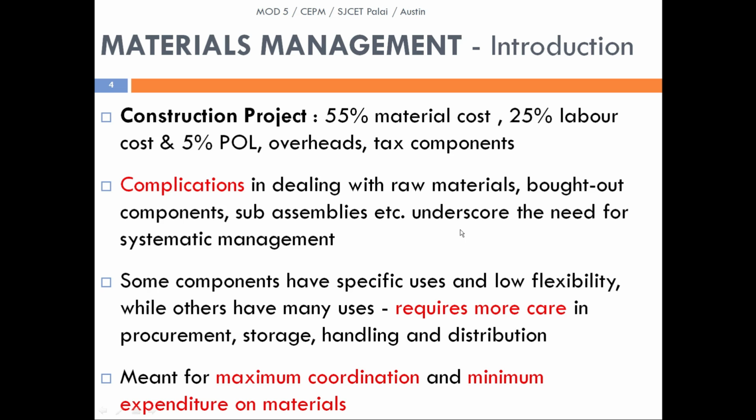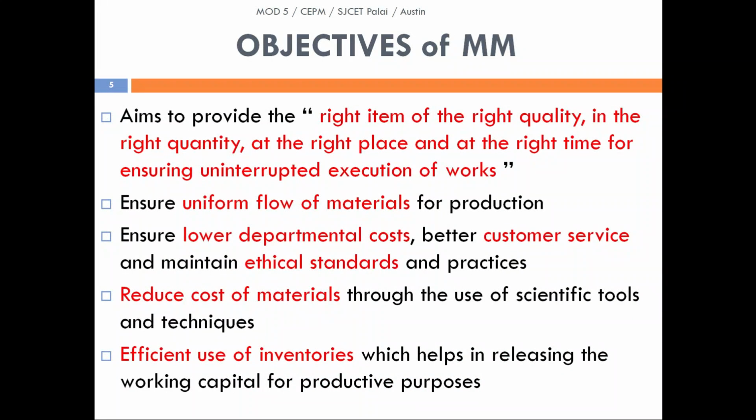So complications in dealing with raw materials, bought-out components, sub-assemblies, etc. underscore the need for systematic management, like we discussed. Some components have specific uses and low flexibility, while others have many uses and require more care in procurement, storage, handling and distribution. Like we said, material management is meant for maximum coordination or maximum utilization and minimum expenditure on the material, which means minimum input and maximum output.